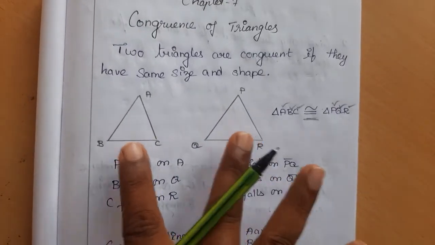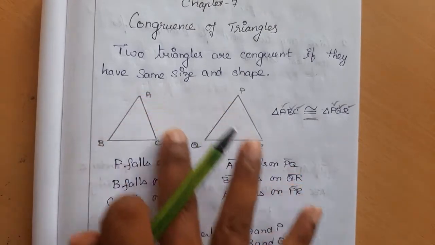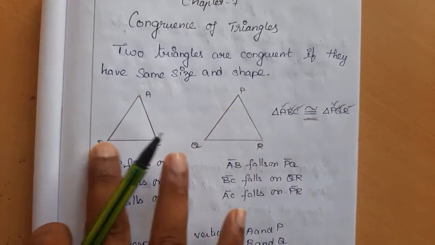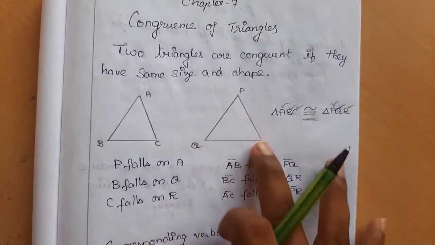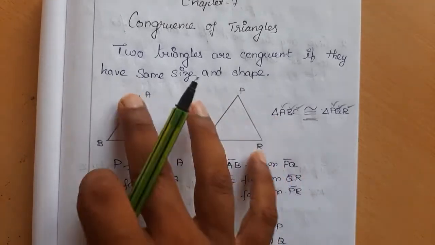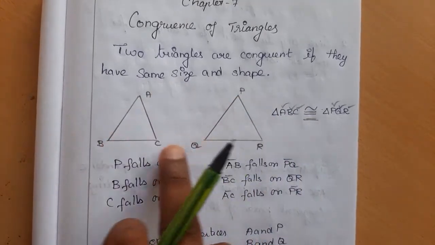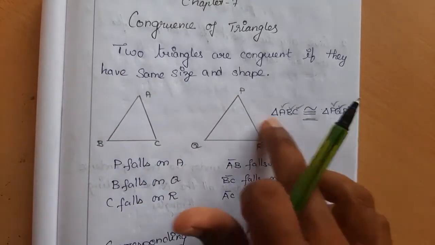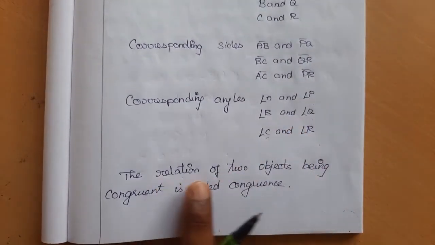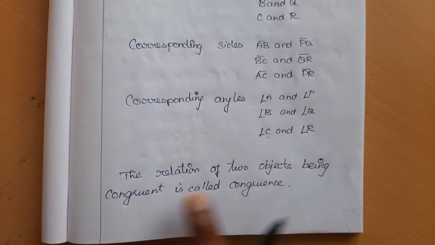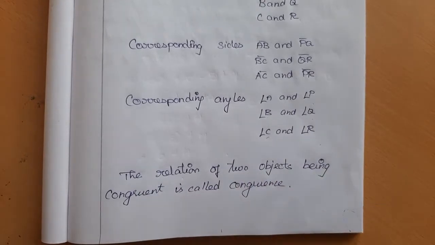If we say these two triangles are congruent, then the lengths of AB and PQ are the same, BC and QR are the same, AC and PR are the same, and the angles are also the same. Angle A is equal to angle P, angle B is equal to angle Q, angle C is equal to angle R. Then only can we say it is congruent. Clear? The relation of two objects being congruent is called congruency.